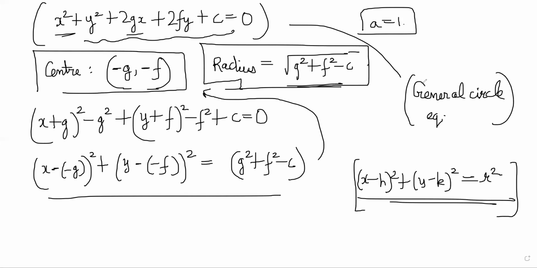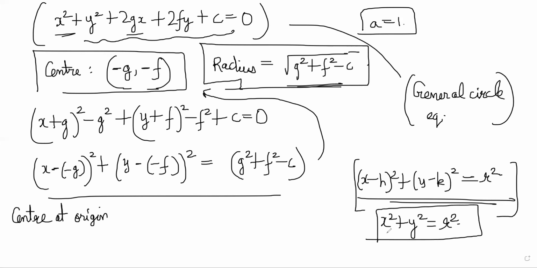Now, there are some special types of circles. If you have a circle centered at the origin with radius r, then obviously my equation will become x minus 0 whole square plus y minus 0 whole square is equal to r square. So this is the simplest circle equation, the circle centered at the origin. In that case, notice that your g and f should be 0.